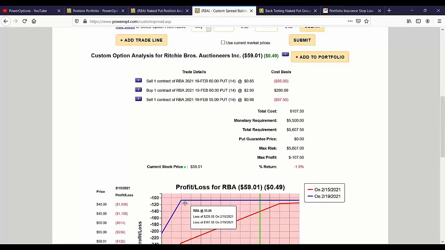But personally, I'm with Sam. I'd probably let this get assigned to me at this point because I like the stock longer term, even though it's hit a bump in the road, and now convert it to maybe a collar or a covered call. I'd prefer a collar, same as Sam.